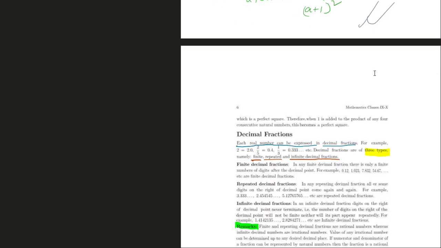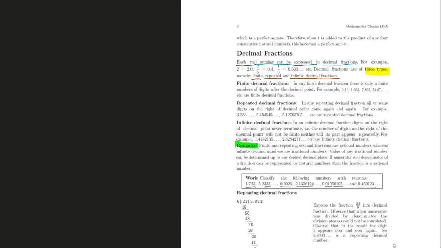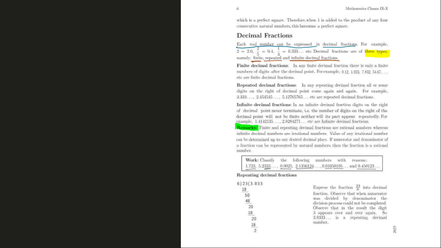So what we can write from this is that when 1 is added to the product of any 4 consecutive natural numbers, this then becomes a perfect square. So that is proved. Next is decimal fractions.